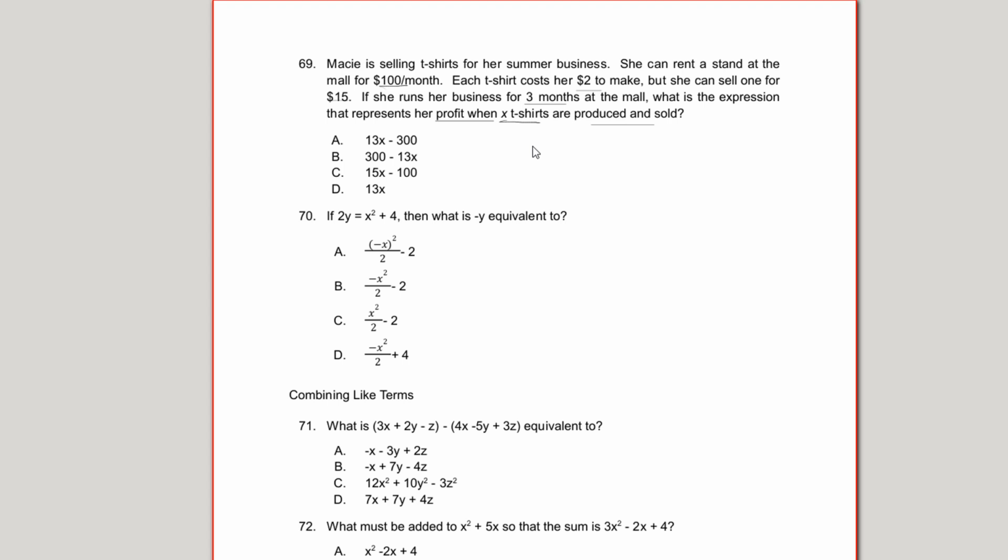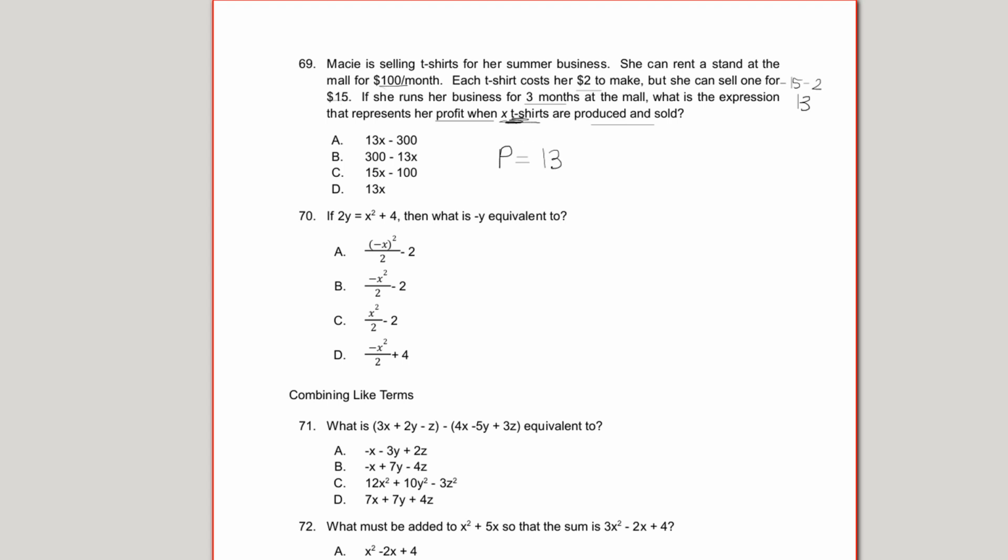So this is a profit loss type of equation that we're looking at. So when we're looking at profit, it's how much she makes minus any of her expenses. First of all, we are told that she makes $15 a shirt, or that's how much she sells it for, but it costs her $2 to make it. So she's actually making 15 minus 2. She's only making $13 for every x t-shirt that she sells.